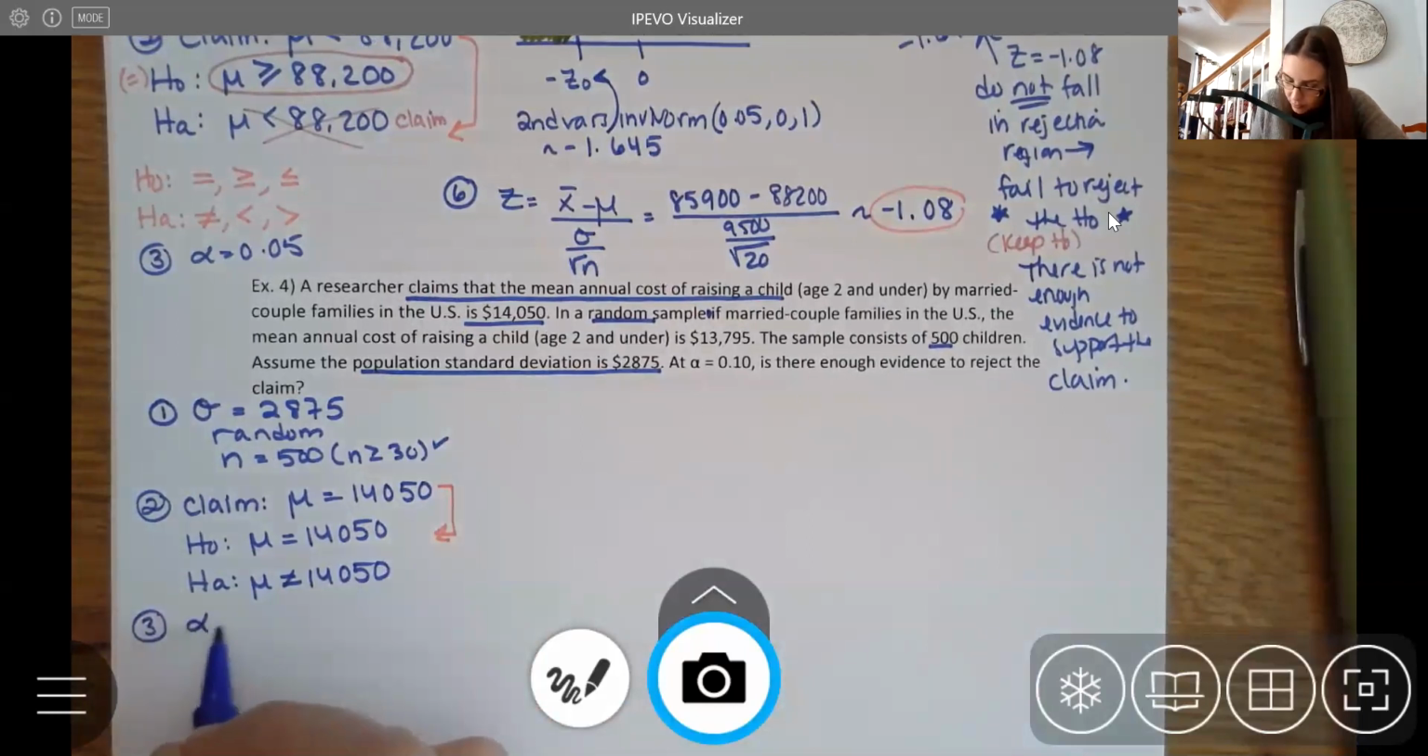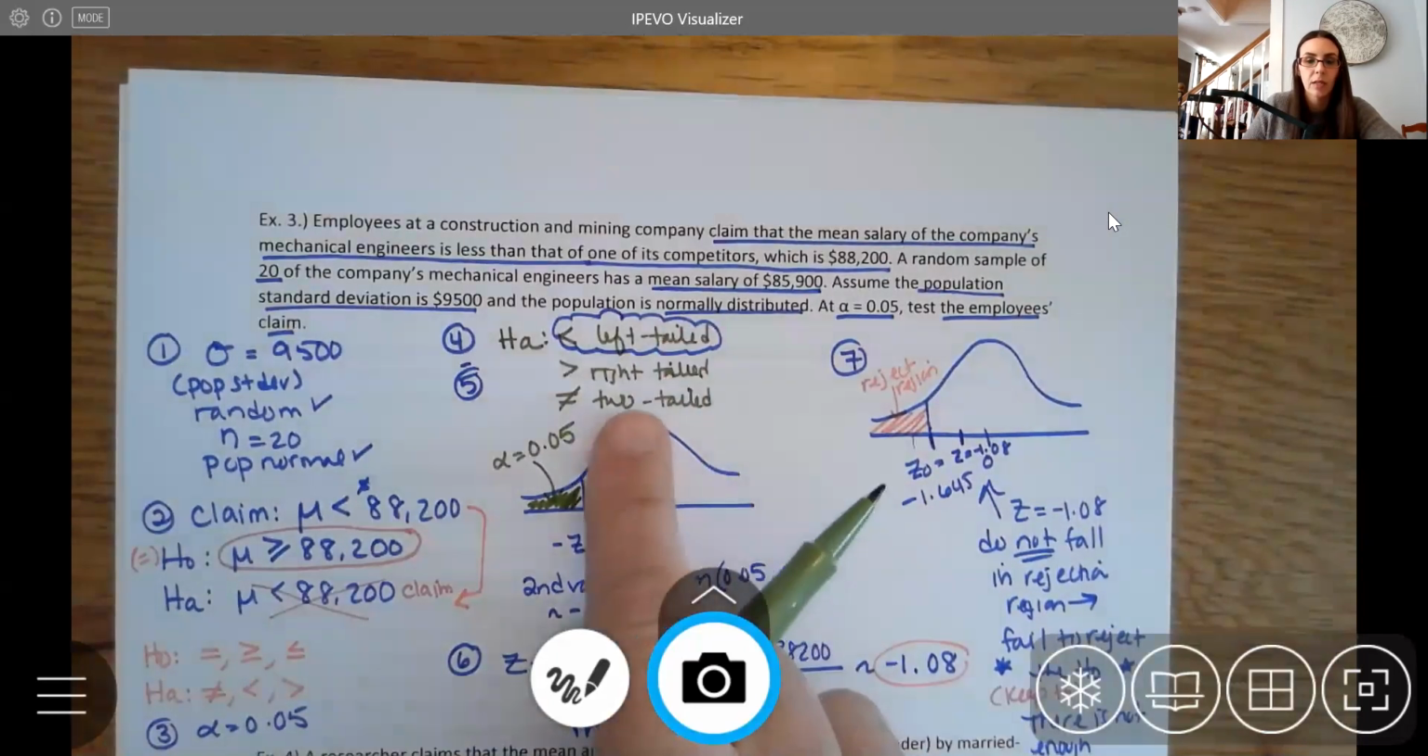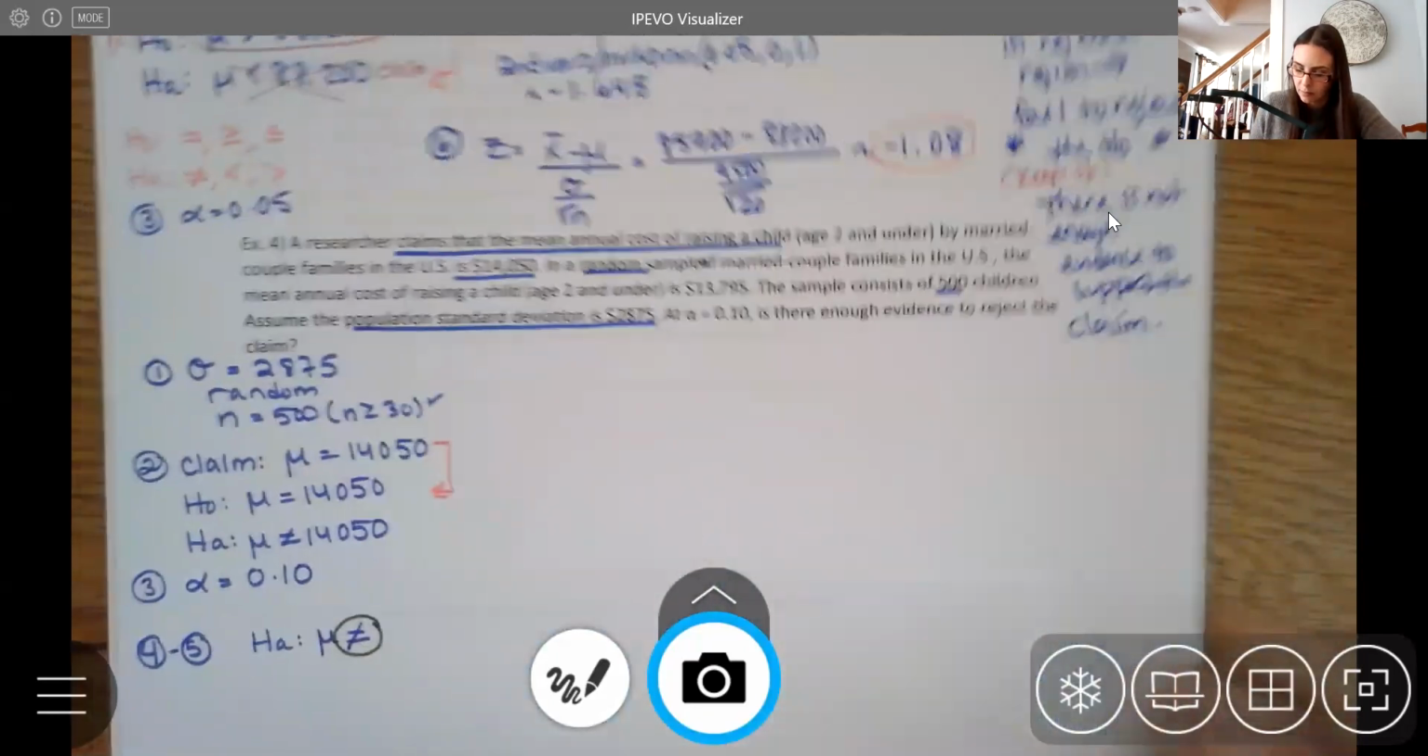Our critical value, or sorry, our confidence level or acceptance level here is alpha equals 0.10. And then for steps 4 to 5, we're going to really start thinking about that picture. Now, notice that my alternative hypothesis has a not equal sign. So if it's a not equal sign, we kind of went through the 3 processes up here. It's going to be a two-tailed test.